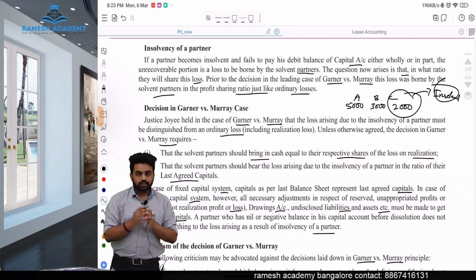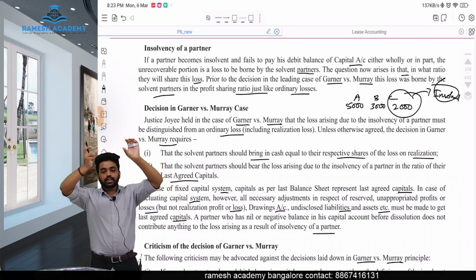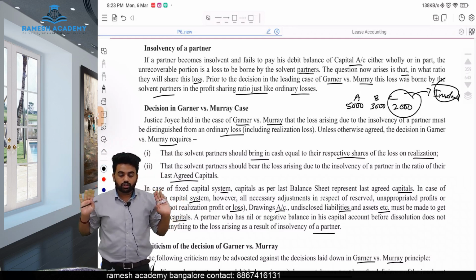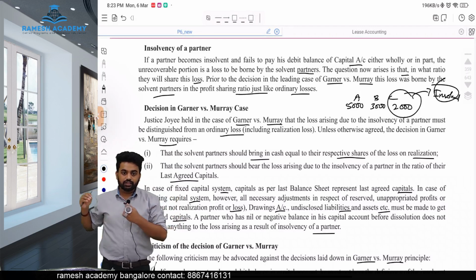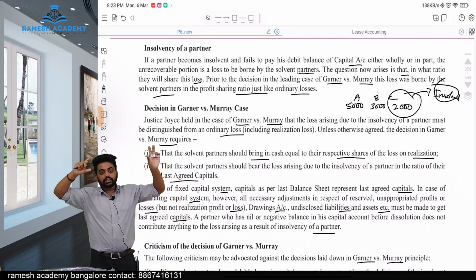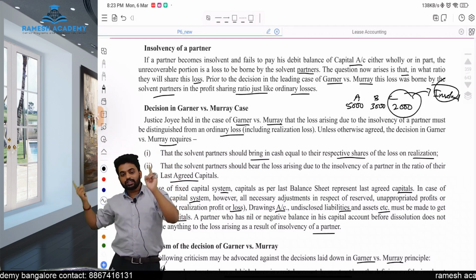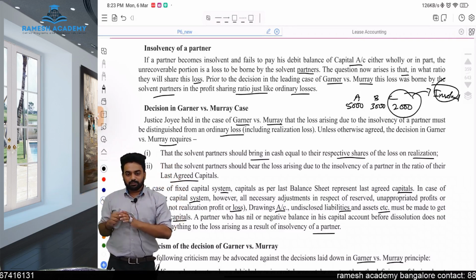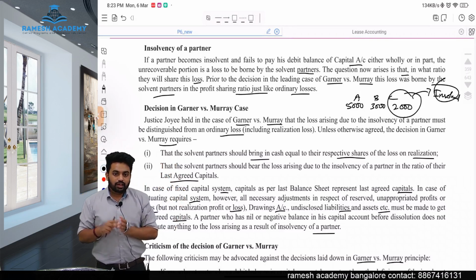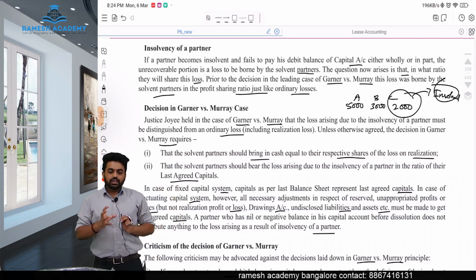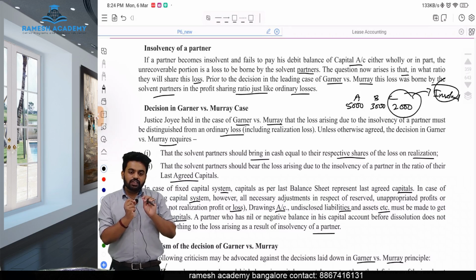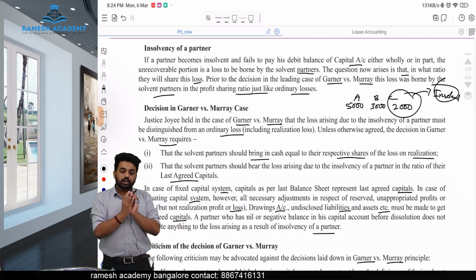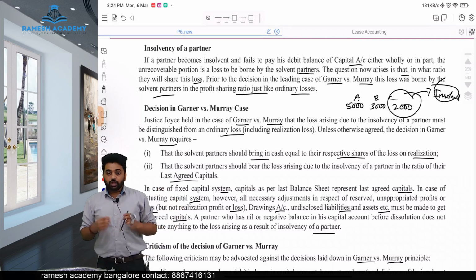As per Garner versus Murray, first solvent partners should bring money towards their share of loss on realization. Only solvent partners; don't give a debit even to the insolvent partner because he does not have money. Don't use your brains much. So only solvent partners should bring money. After they bring the money and after all the adjustments, the insolvent partner's share will be there, no? Overall, how much he has to pay to the firm should be borne by the solvent partners in their capital ratio. Now sir, how to arrive at a capital ratio?